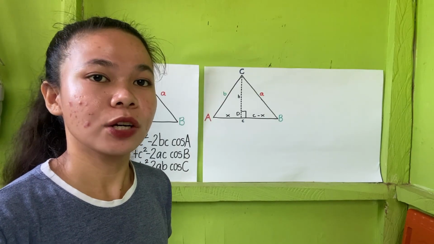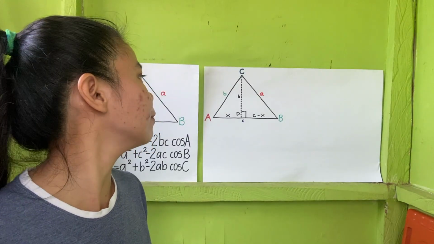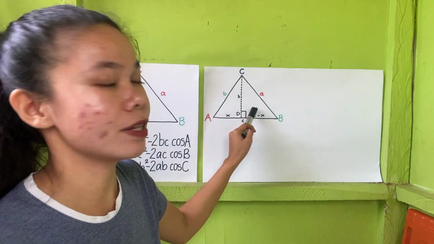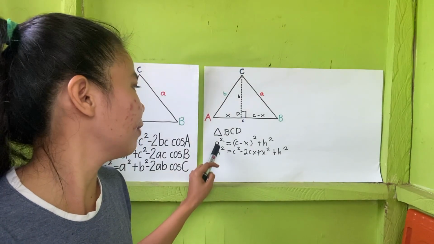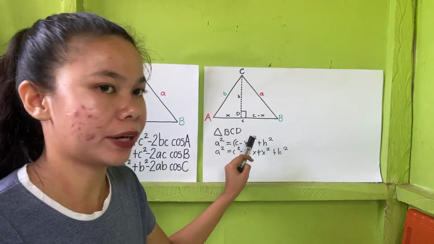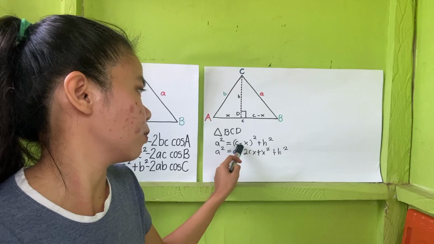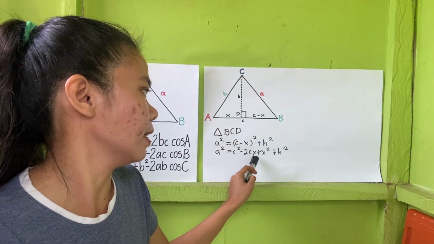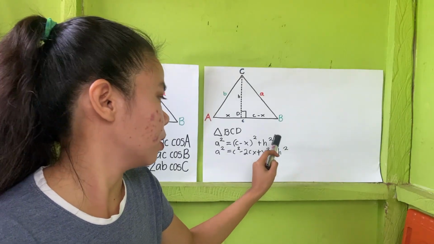At this point, we can use the Pythagorean theorem because we now have two right triangles. Let's start with this one. For triangle BCD, we have a squared is equal to the quantity c minus x, squared, plus h squared. Now, we are just going to expand this and we will get c squared minus 2cx plus x squared, plus h squared.